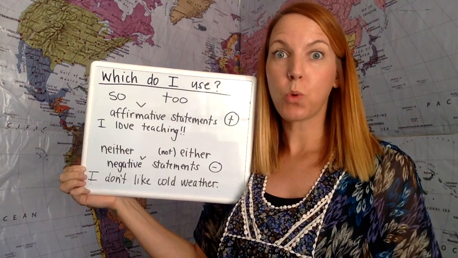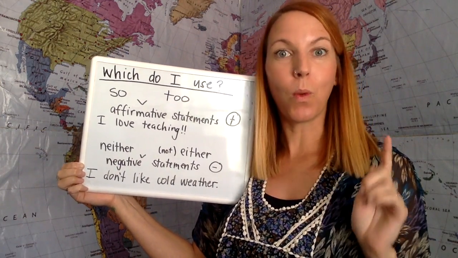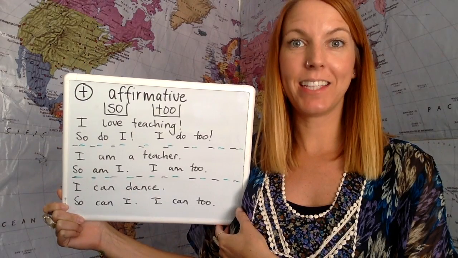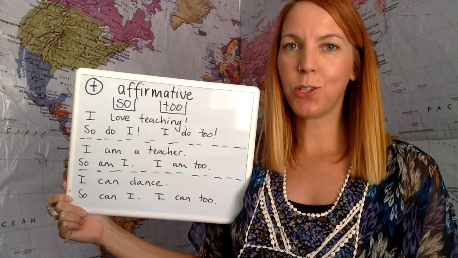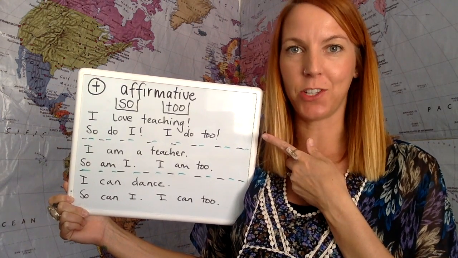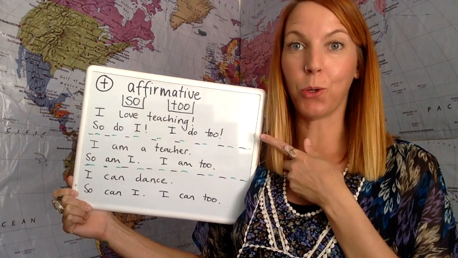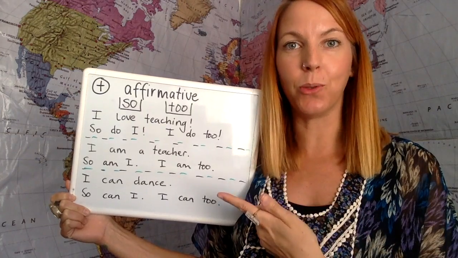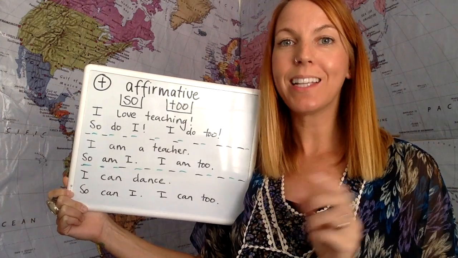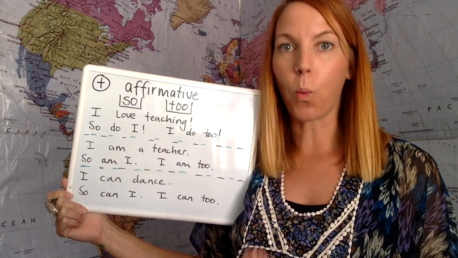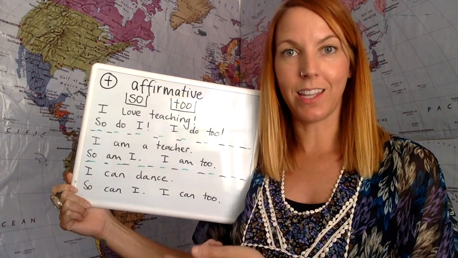Now that you know which words are used for which types of sentences, let's go further with the additions. Let's look at some of these examples with affirmative sentences. We're going to use so and too. Let's look at the example, I love teaching. To agree and respond to I love teaching, you can say, so do I, or I do too. Notice in all of these examples, the difference between so and too is the placement of the word, where the word goes in a sentence. So goes in the beginning, too goes in the end.